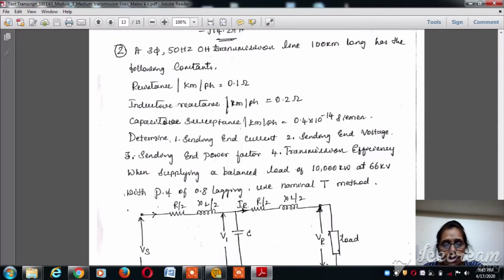Let's consider the second example, where we are solving a problem using the nominal T method. A 3-phase 50 Hz overhead transmission line, 100 km long, has the following constants: resistance 0.1 ohms and inductive reactance 0.2 ohms per kilometer per phase, and capacitive susceptance of 0.4 into 10 to the power minus 14 Siemens. Determine the sending end current, sending end voltage, sending end power factor, and transmission efficiency when supplying a balanced load of 10,000 kilowatt at 66 kilovolts with a power factor of 0.8 lagging.